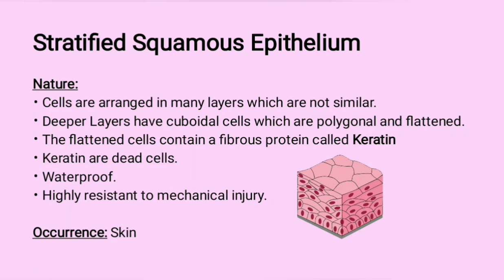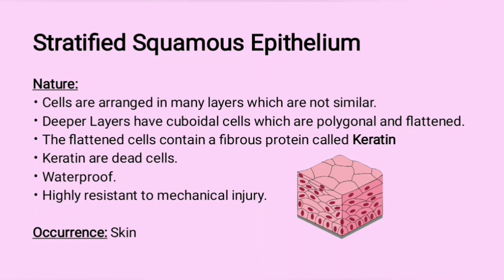If we talk about how this stratified squamous epithelium looks like and how it behaves, you can see that the cells of these tissues are arranged in many layers, as I have already told you, and cells forming different layers of this epithelium are not similar. They are different from each other. Here you can see that the deeper layers of this tissue have cuboidal cells, which look like a cuboid in shape, which become polygonal and finally flatten towards the free surface. The deeper layers are somewhat cuboidal in shape, but as you move upwards, these cells become somewhat flattened and polygonal in shape.